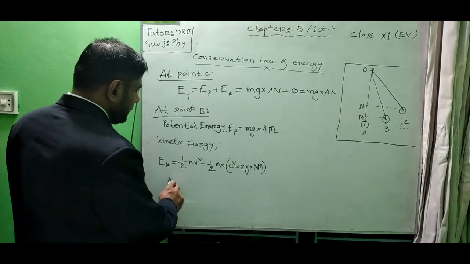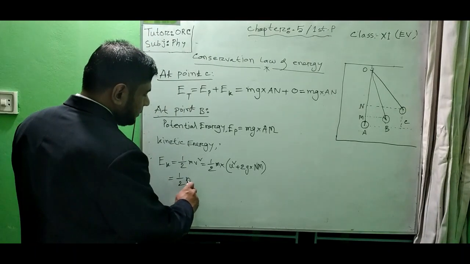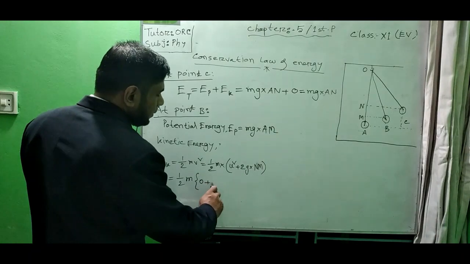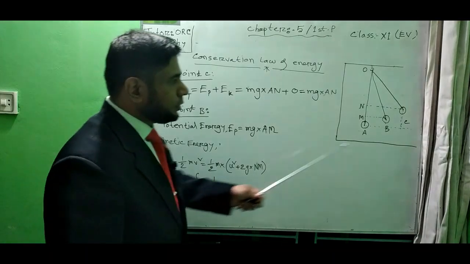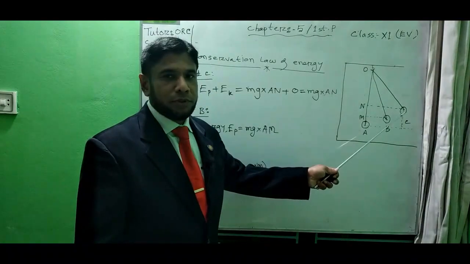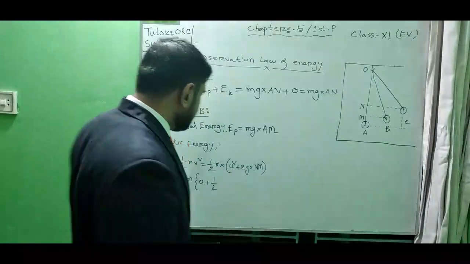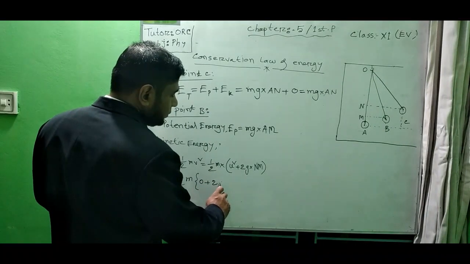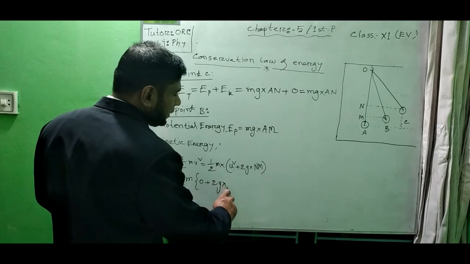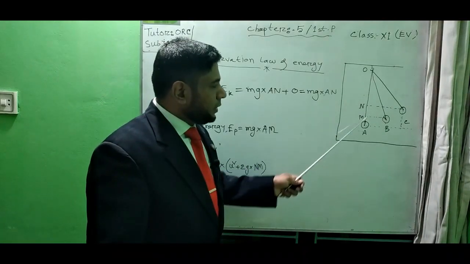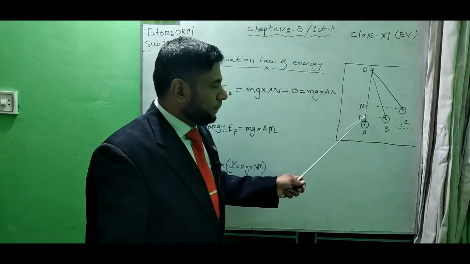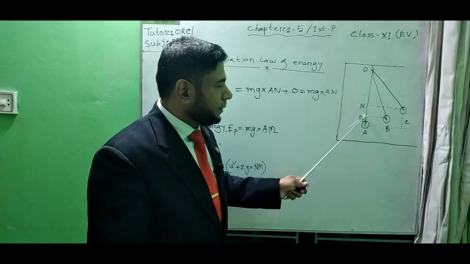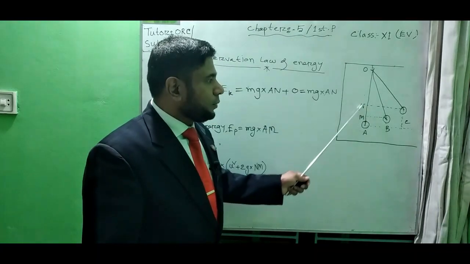So now put the value: half m, and here the value of u is 0. Why is the value of u 0? As at position C the bob was at rest, so the previous velocity will be 0 here. Now here is 2 g, and we write the NM. We can write NM as AN minus AM. We write the value of NM equal to AN minus AM.